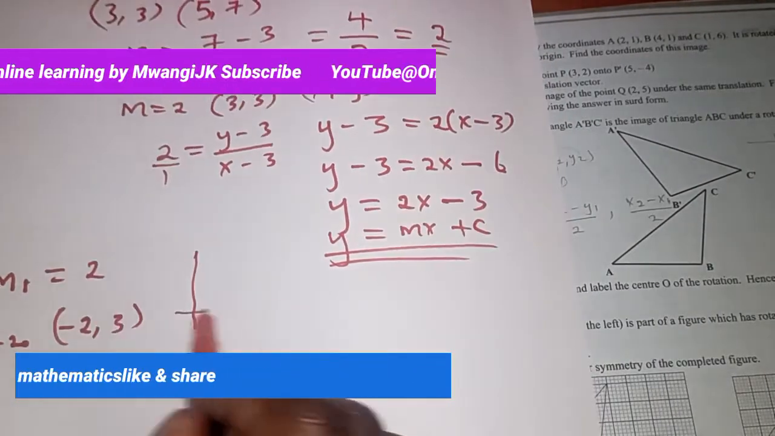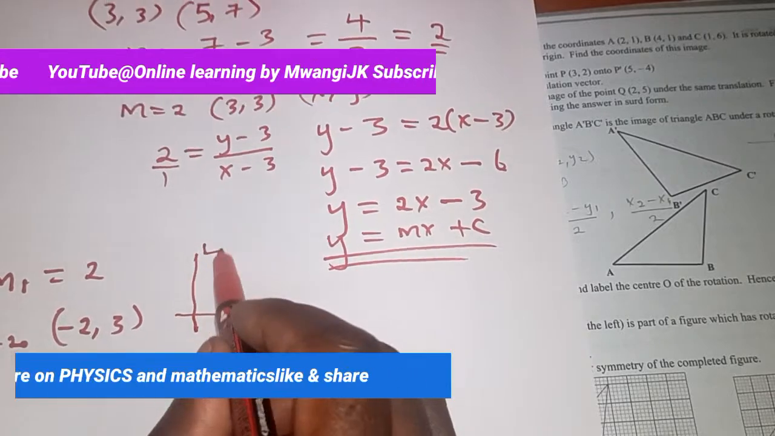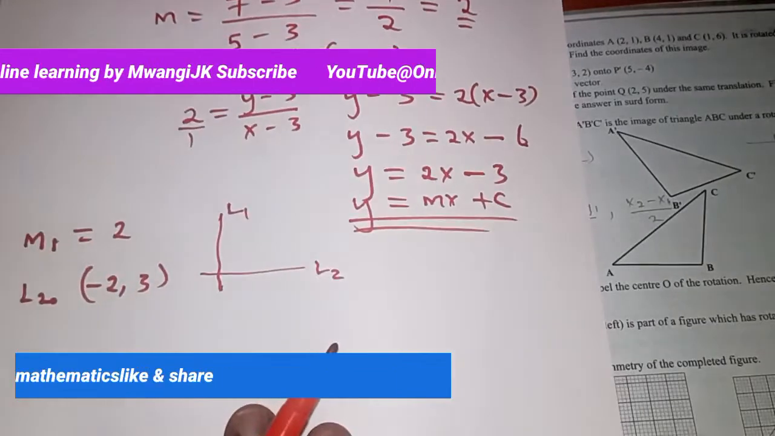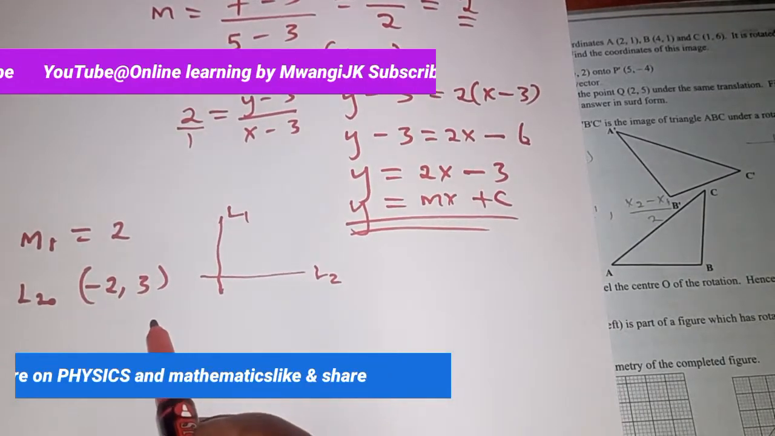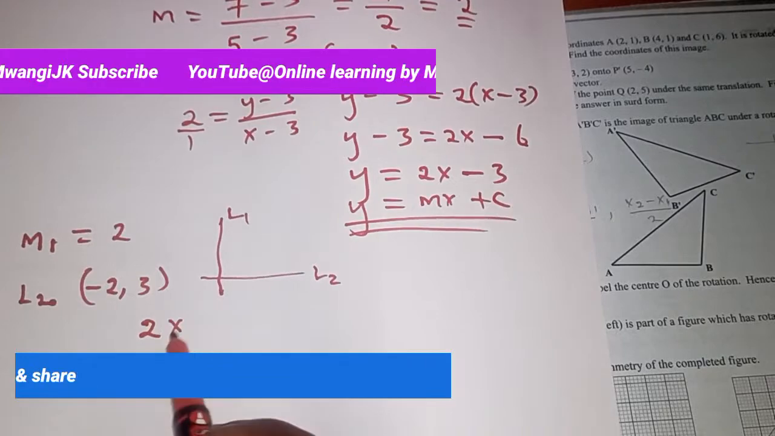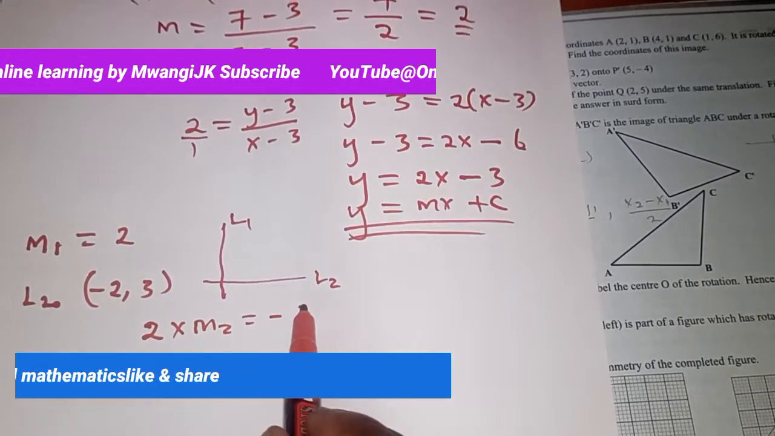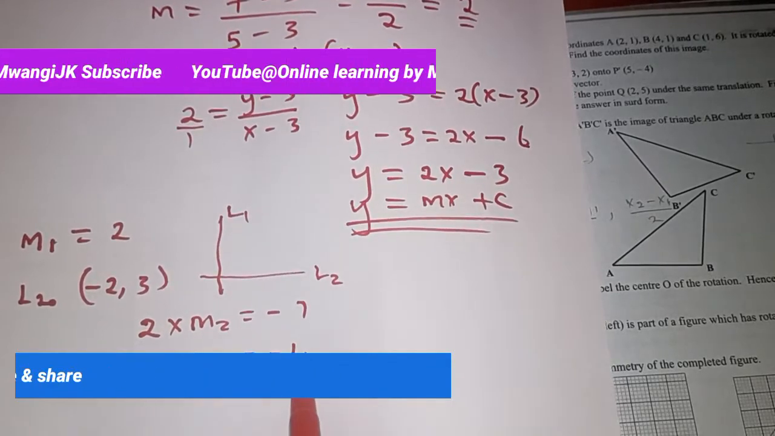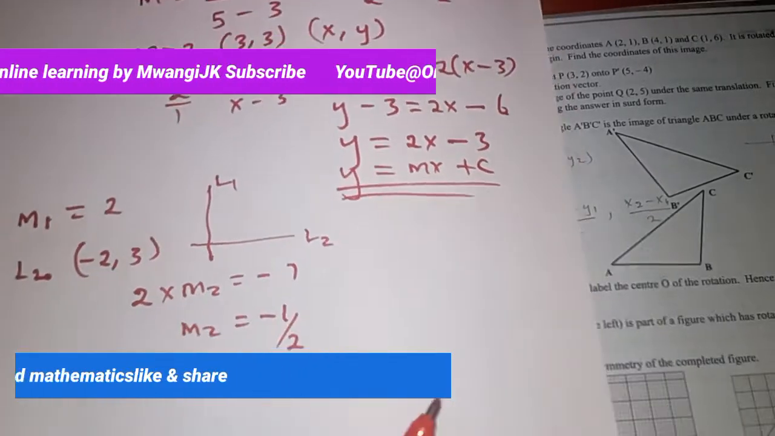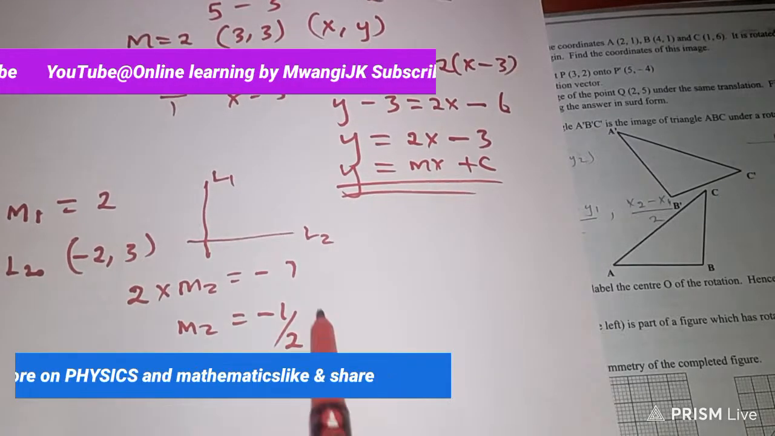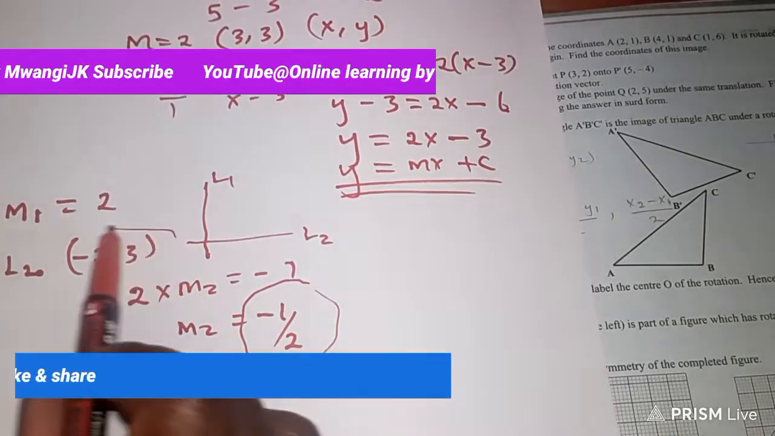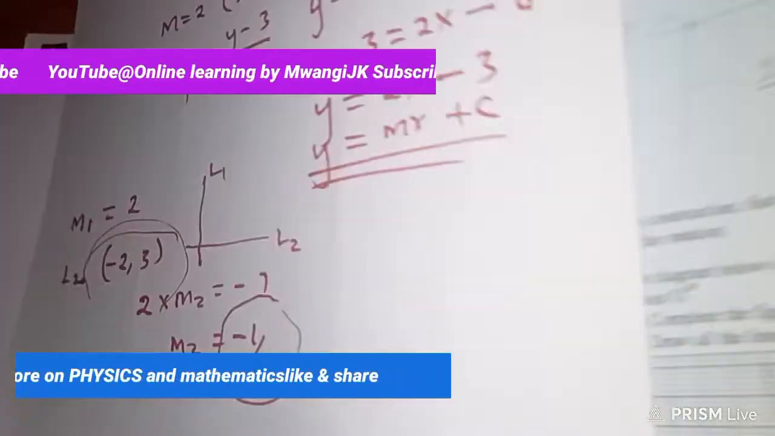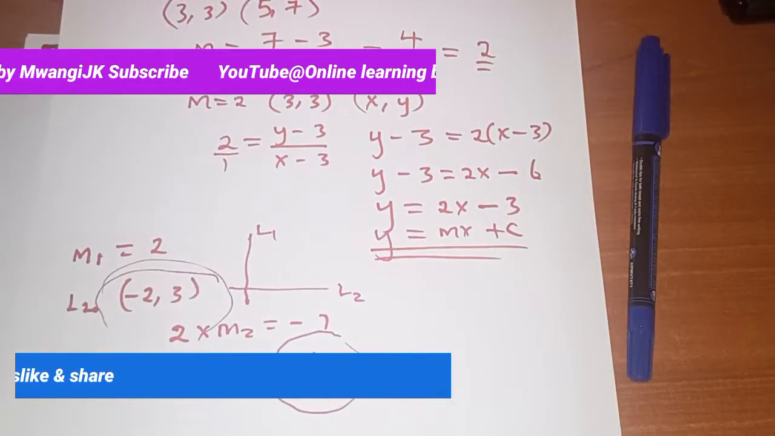So in short, this is line 1 and this is line 2. We said perpendicular lines are related in that the product of their gradients is equal to minus 1. So 2 times m2 should give us minus 1, and therefore m2 is negative 1 over 2. Then with this gradient and this point, we can get the equation of line 2. How? That's what we are going to do.